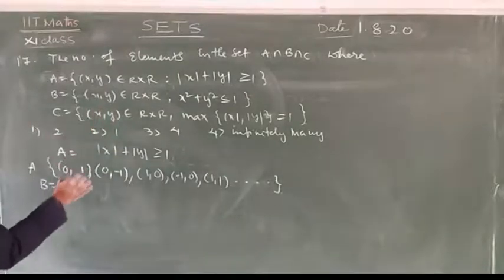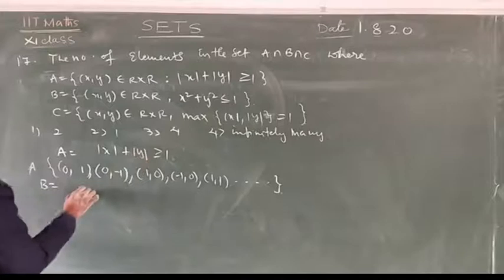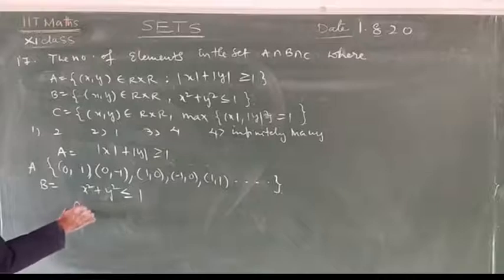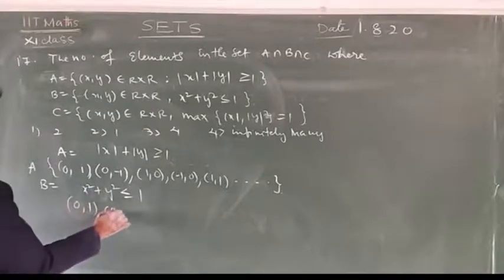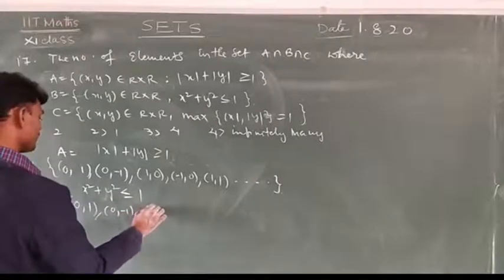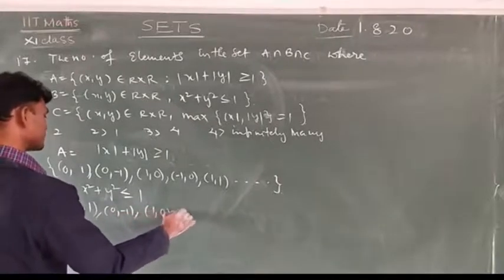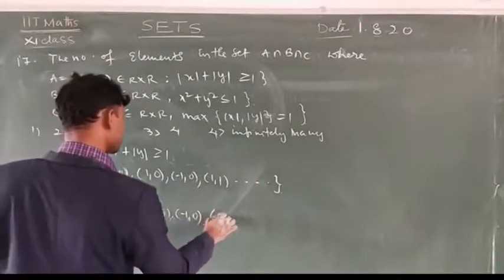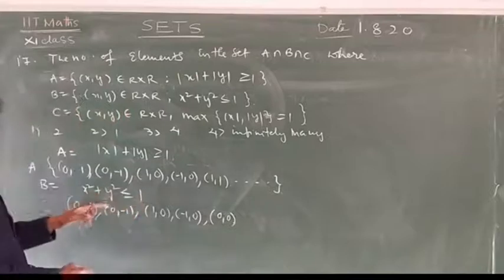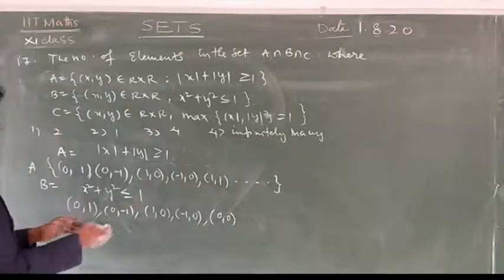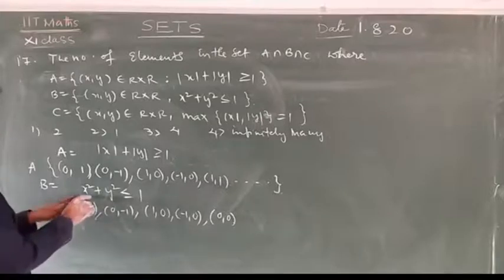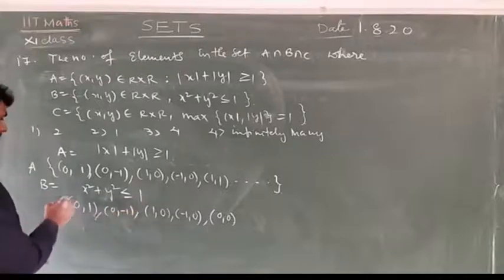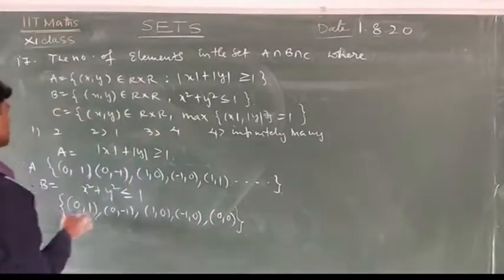Next B you can take it is here x square plus y square is less than or equal to 1. Then same here, x is 0 means y is equal to 1 and x is 0 means y is equal to minus 1. Here x is 1 and y is 0, x is minus 1, y is equal to 0. And here 0, 0 also you can take, because this is also less than or equal to 1. That's why 0, 0 also possible. Other numbers are not possible. Why? Because you can take both negative and positive, that's why it is greater than 1. This is B.